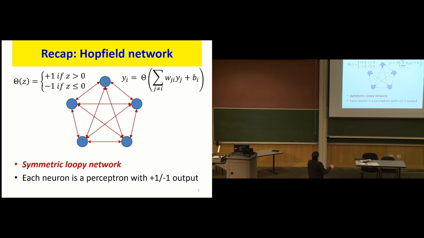And the weight from neuron i to neuron j was the same as the weight from neuron j to neuron i. We restricted ourselves to neurons which had a plus or minus one output. Each neuron was a perceptron whose output could be either plus one or minus one. Specifically, if the affine combination coming into the neuron was positive, the output would be plus one. Otherwise, the output would be minus one.